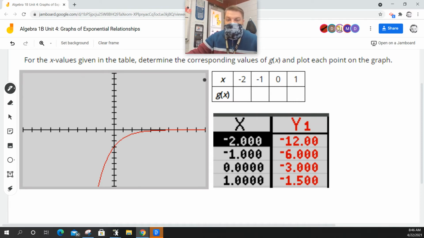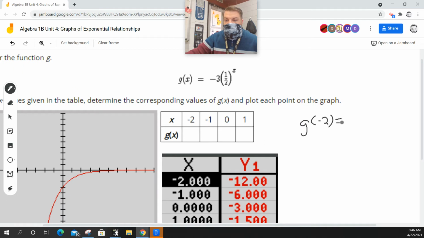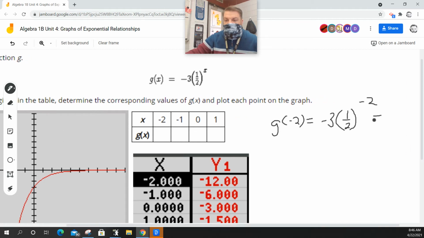In other words, when I plug -2 into this function right up here, so if I say g of -2 is equal to -3 times the quantity 1/2 raised to the -2, what does that equal? Well, if I do the math, that equals -12. That's what the calculator says.